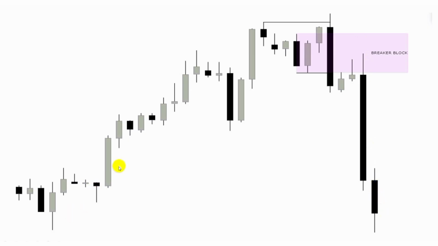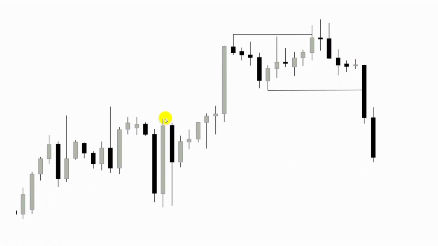You can see how price filled up this inefficiency, and then we see the further fall of price to the downside. So this is the bearish breakout block, and you've also seen the bullish breakout block. So let's also look at another example here.